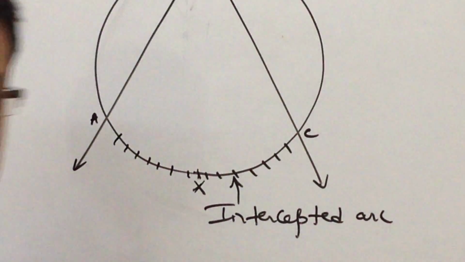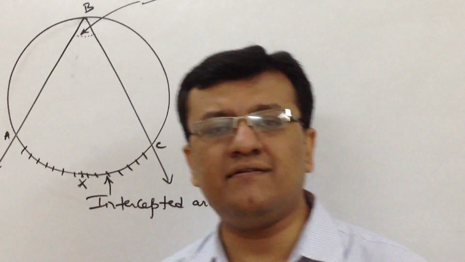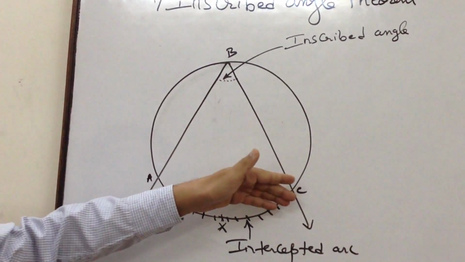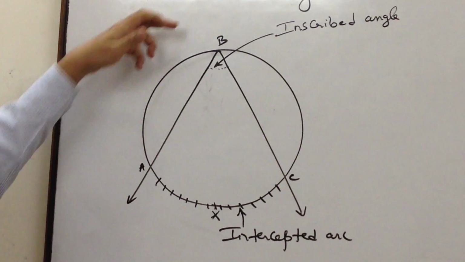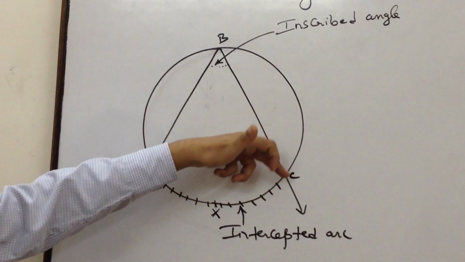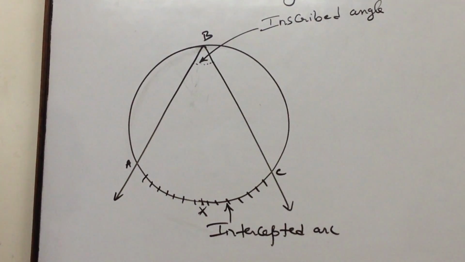So what are the two terms we have studied up till now? The two terms are the inscribed angle and the intercepted arc. The angle which is forming on the circumference of the circle, on the periphery of the circle, is termed as an inscribed angle. So angle ABC is an inscribed angle, and the arc AXC is an intercepted arc.